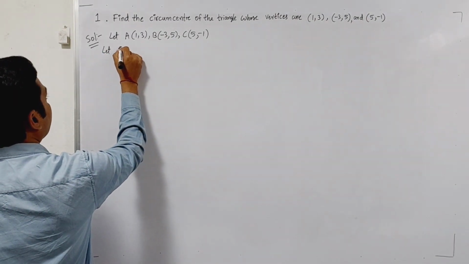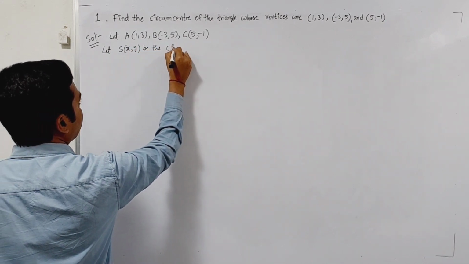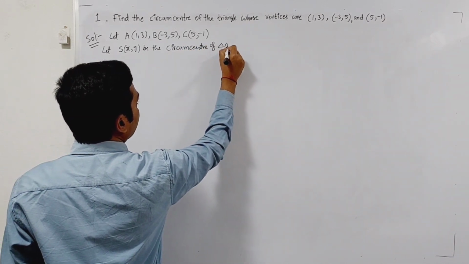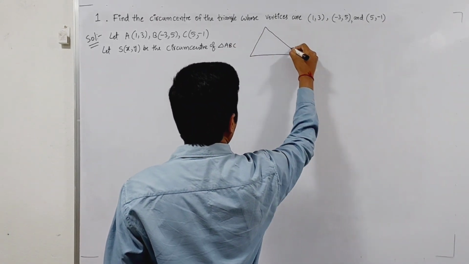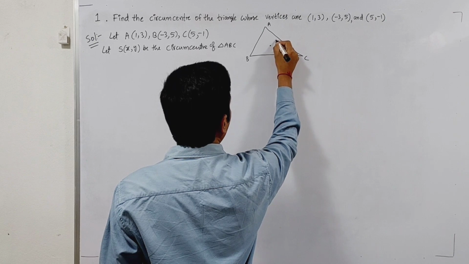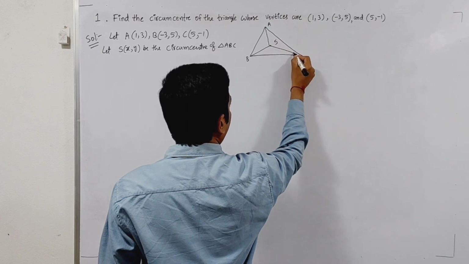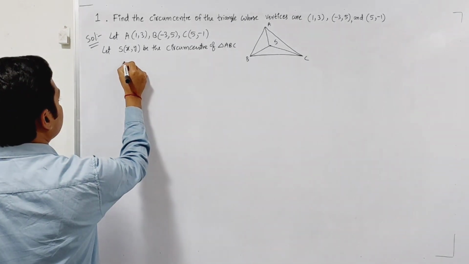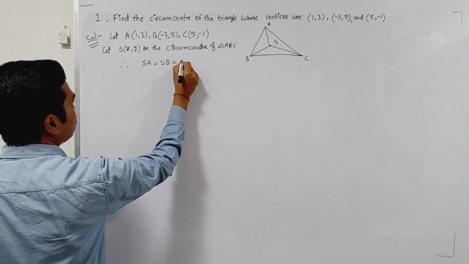And let S(x, y) be the circumcenter of triangle ABC. Here ABC is a triangle and S is the circumcenter of triangle ABC. We know that the circumcenter is always equidistant from the 3 vertices of the triangle. That means SA is equal to SB is equal to SC.